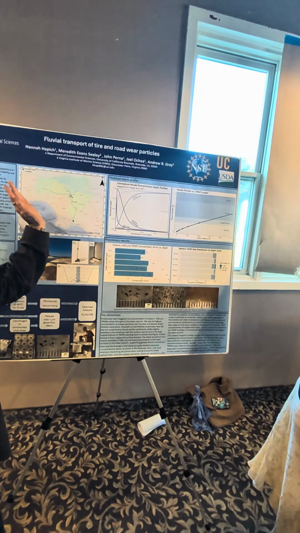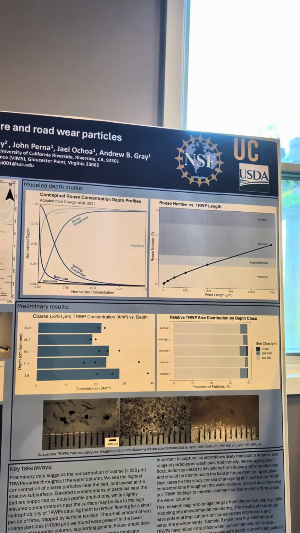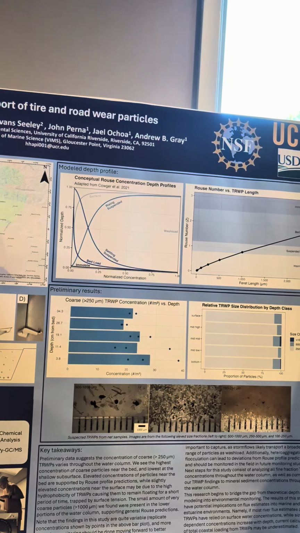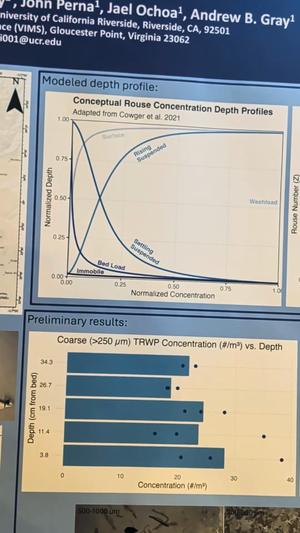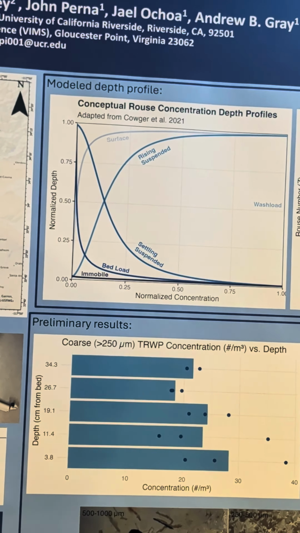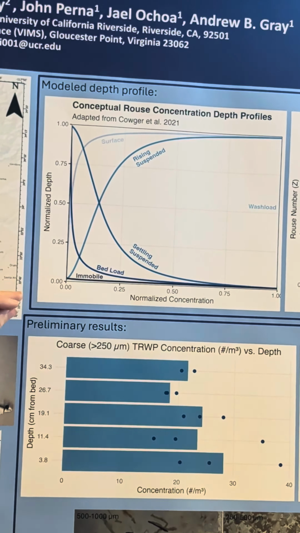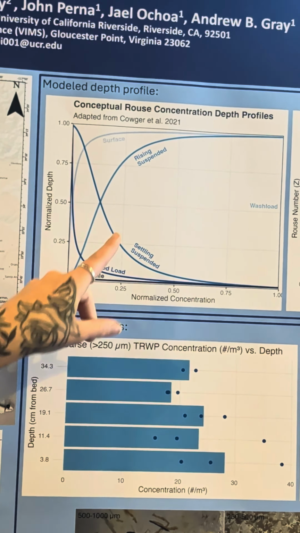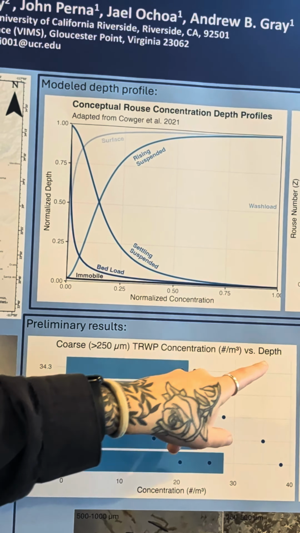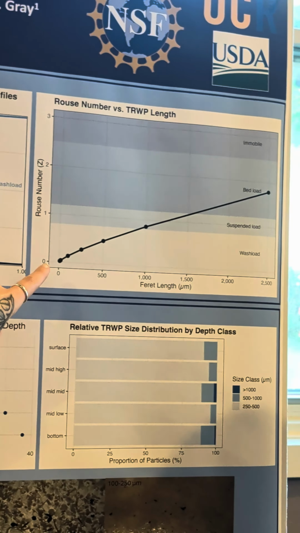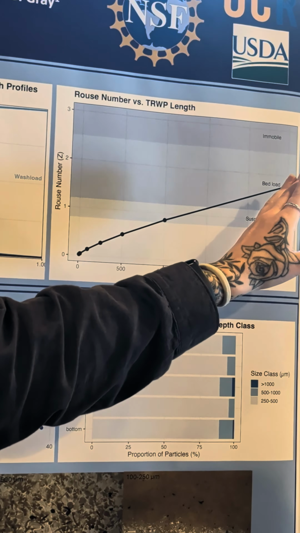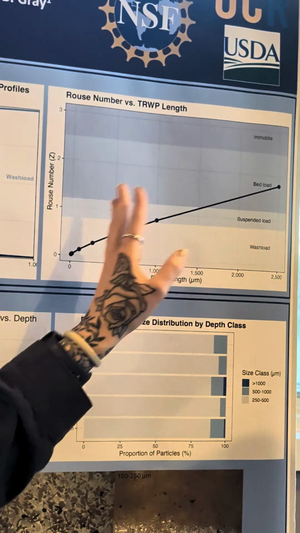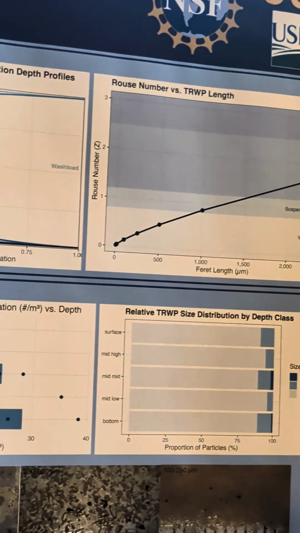Now this is adapted from Calgar et al. 2021, illustrating the different types of loads that particles can be carried as, basically where in the water column you'd expect to find them. Given these different categorizations, this is what we came up with given our particle settling velocity. So we would expect these coarse particles to be not as evenly distributed as the fine particles.